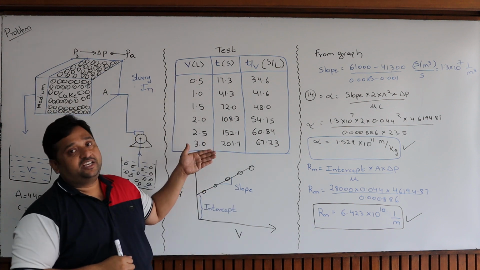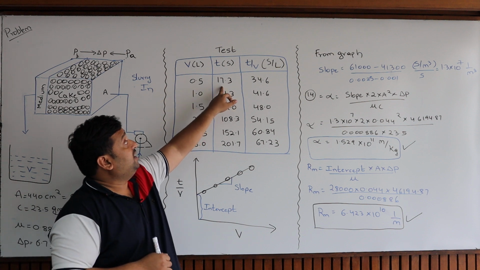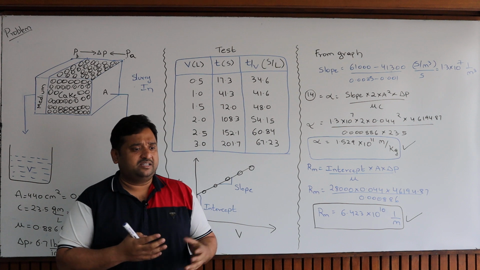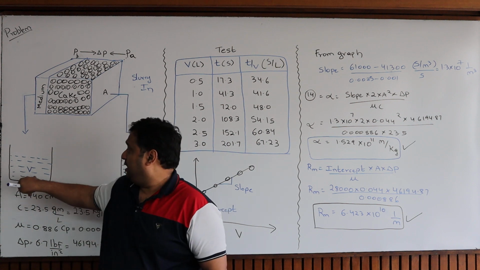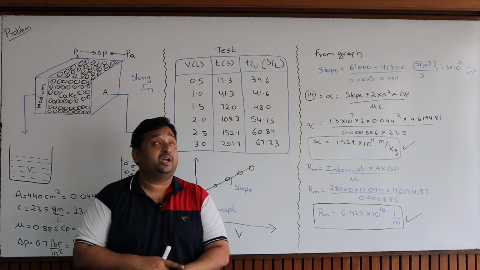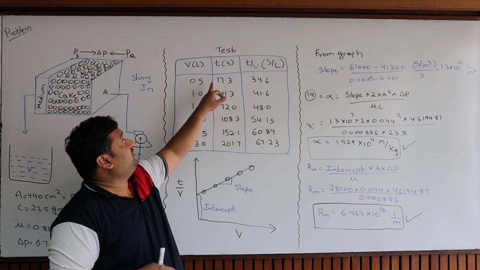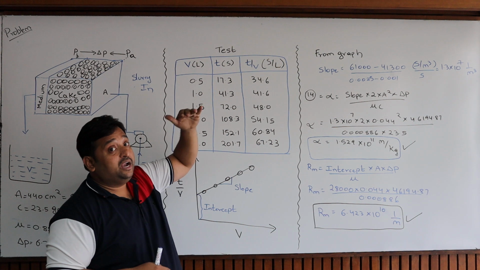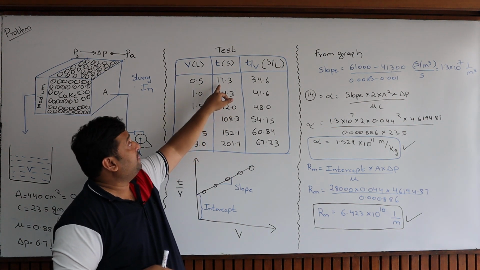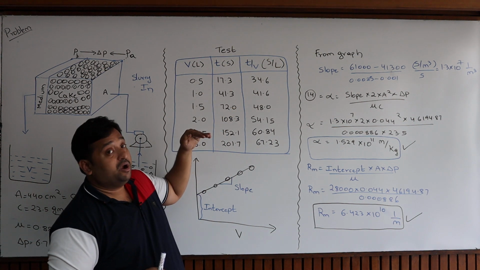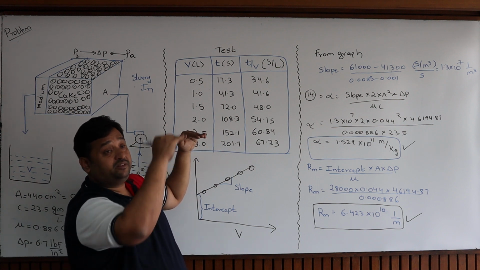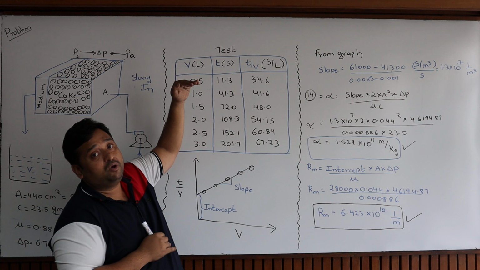These are the laboratory experiments. I have started doing some experiments in the lab, and I have collected some volume of the filtrate with respect to time. At time 17.3 seconds, I get 0.5 liters. This is cumulative, not differential, okay. At 17.3 seconds, I got 0.5 liter. And at the time of 41.3 seconds, my volume is 1 liter.